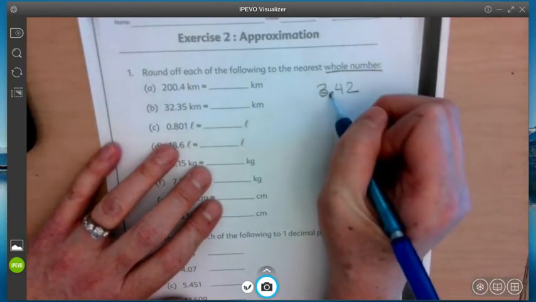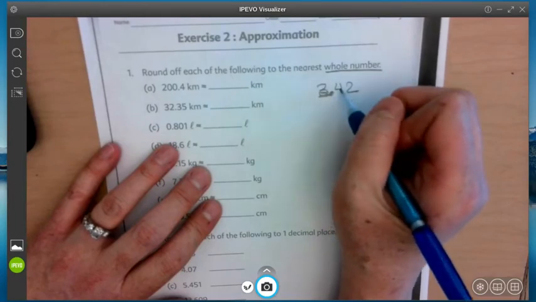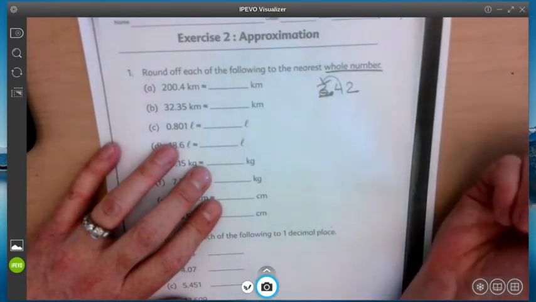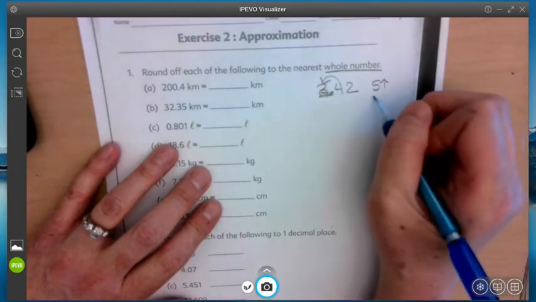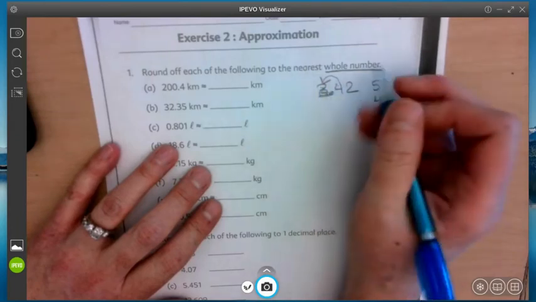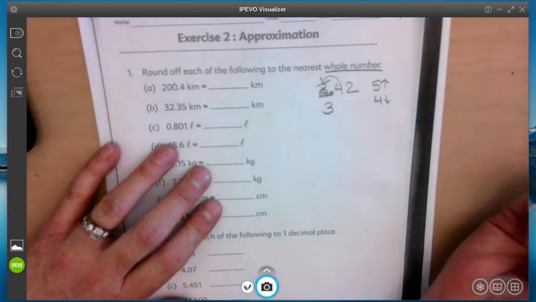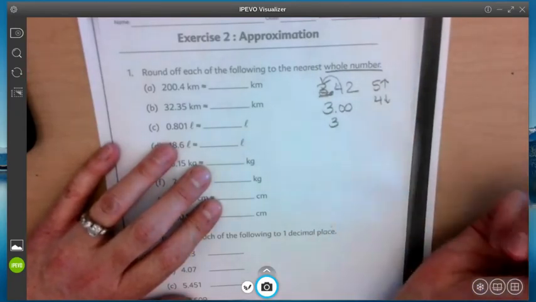So you always start at the decimal and look at the ones right here. Now look to the right of it. Can this 4 bump up that 3 to $4? No, because remember, if it's 5 or higher, it bumps up. And if it's 4 or lower, it just stays the same. So this 4 can't bump up the 3, so this would just be a plain old 3. And we don't need to put the decimal there. We've talked about that in class. It's just an invisible decimal.